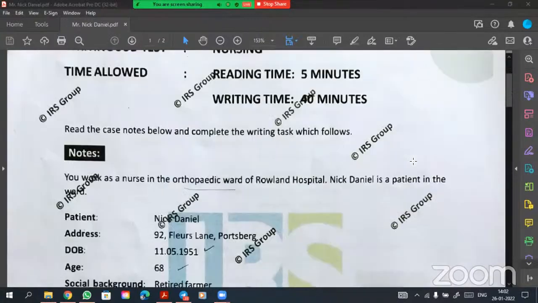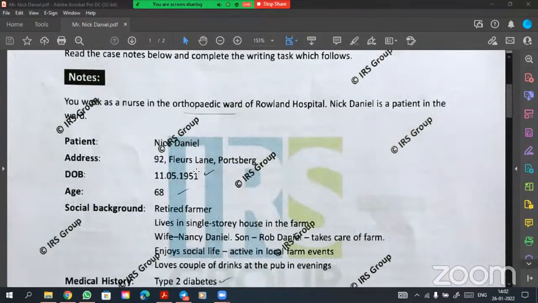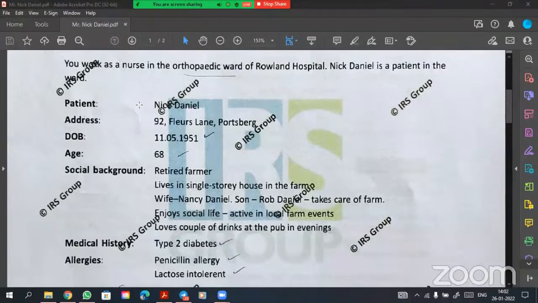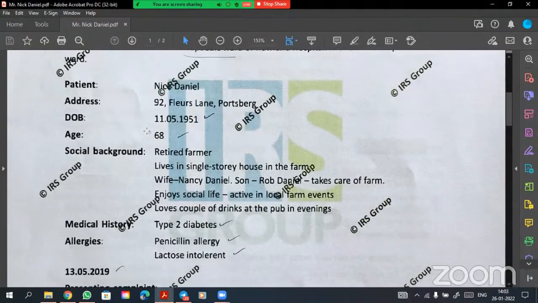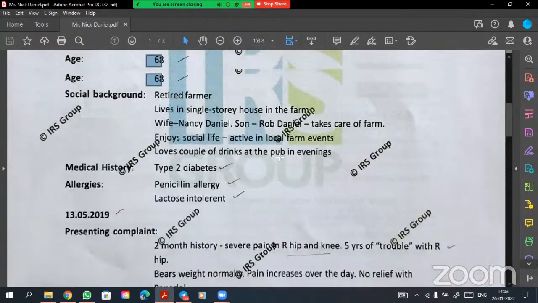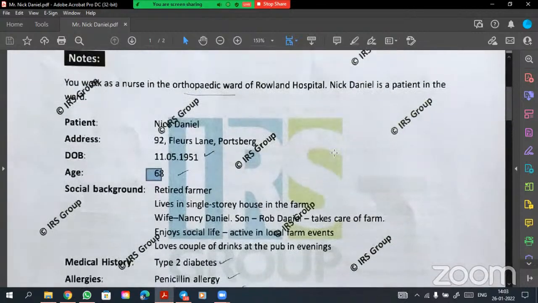So, Nick Daniel. Date of birth, age 68. So go through the case notes, one minute.